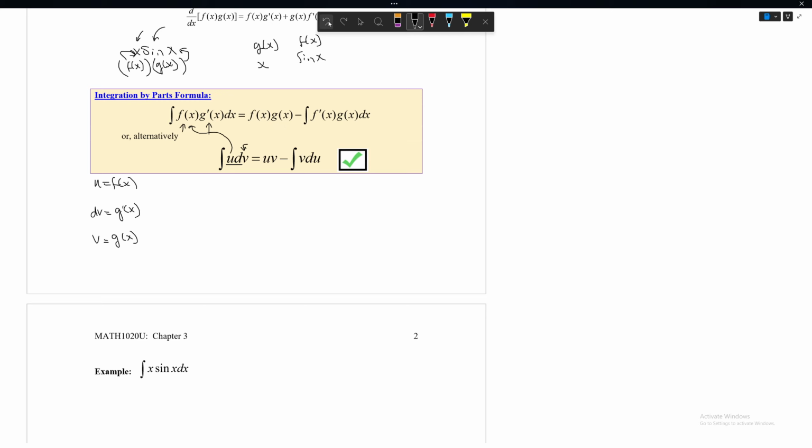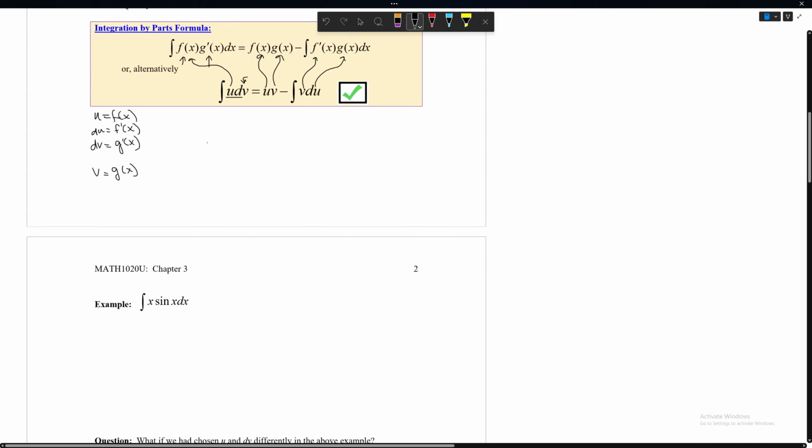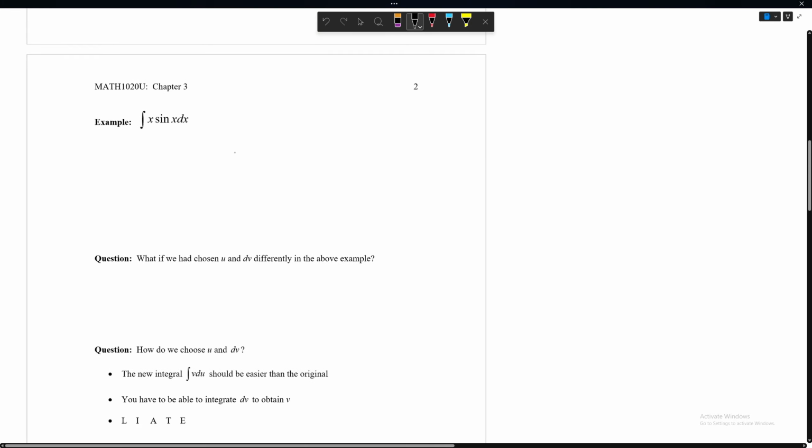Actually, let me put it in order. So your v is your x, your u is your f of x, and that means your du is your f derivative of x, right? And this formula is given, but you'll use it enough that you probably remember it, so you probably won't need to refer to it.